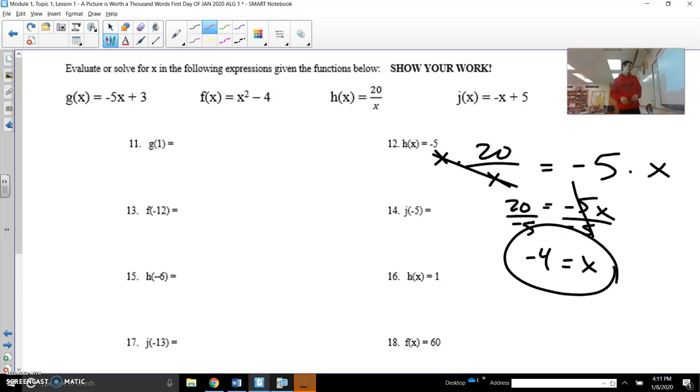Let's look at another one that's doing that. Like I see h of x equals 1, so it's using the same function. So I want you to try that same idea. I want you to multiply x to the other side and then divide 1 back over. Or just think, like, what value would x need to be? 20 divided by what would be 1? Okay, so I'll leave that one for you to think about.